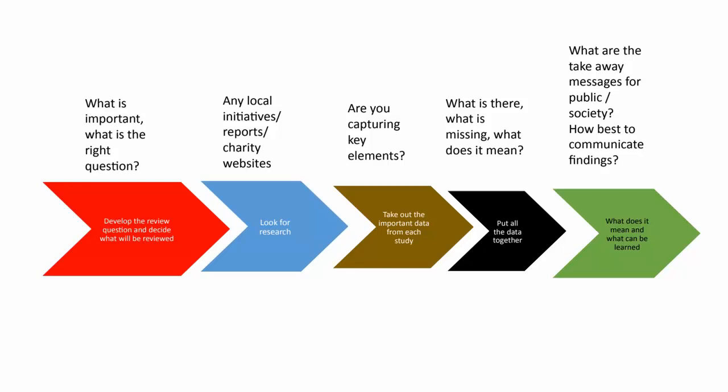So the first one is around getting your research question, defining what you're going to look at, what you're not going to look at. And here public contributors can have a really helpful role in terms of thinking about what's important. Are you actually asking the right question? Is it a question that really matters to members of the public? Is there something that you're missing? Should your question be slightly tweaked? Is it actually not really the question that's important?